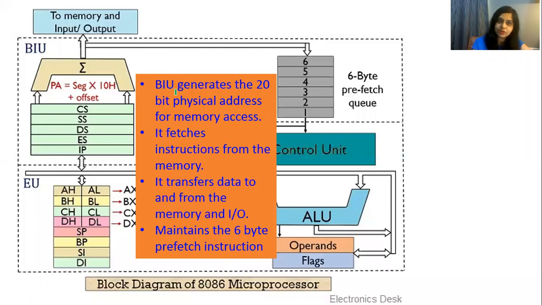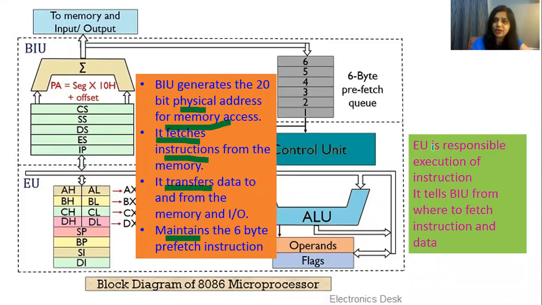So the bus interface unit generates a 20-bit physical address for memory access. Then it fetches the instruction from the memory. It transfers data to and from the memory and input-output devices. See, if we have connected memory to 8086, then data will flow between the microprocessor and memory. And if we connect input-output devices like monitor, keyboard, keypad, LCD display, then data will flow between the input-output device and the processor. And it maintains a 6-byte prefetch instruction queue.